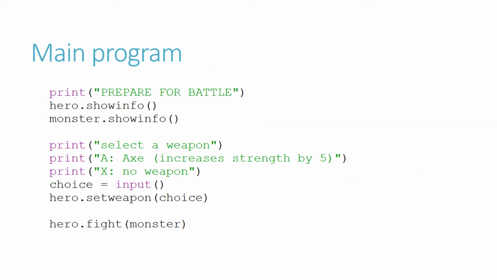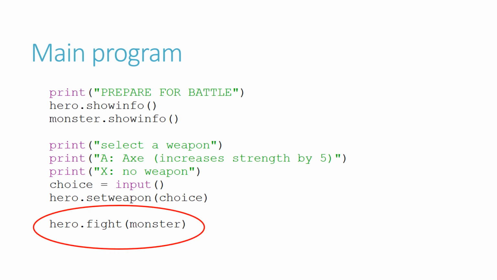So we can put together a complete main program using the Showinfo and set weapon methods that we've already created. Again, I've only got one option in the weapons, which is axe, and you want to increase that, don't you, to add the choices of sword and bow.